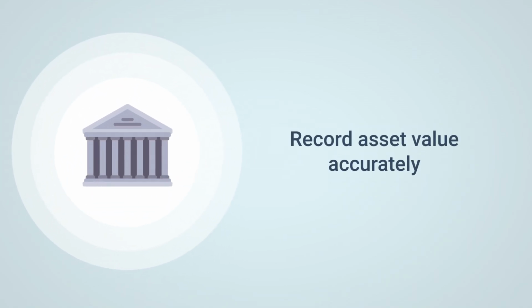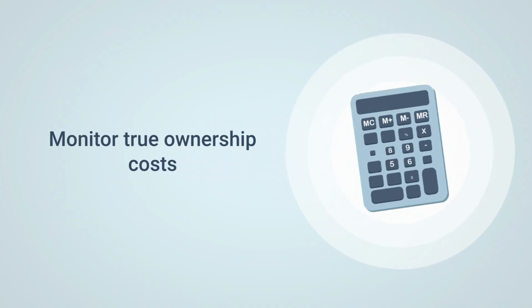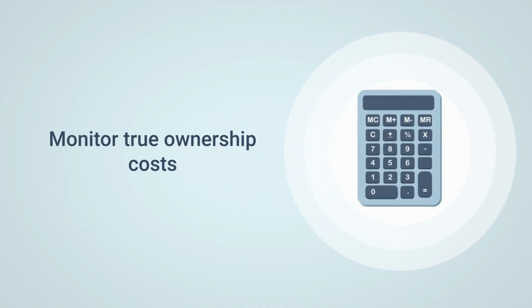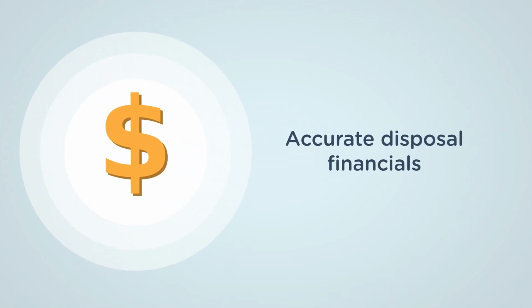Financially, select the asset account to record the original value of the asset, capturing acquisition costs for proper reflection in company books. The expense cost account captures maintenance and related expenses, helping monitor the true cost of ownership. When an asset is sold, retired, or written off, the disposal account ensures all financial transactions are captured correctly.